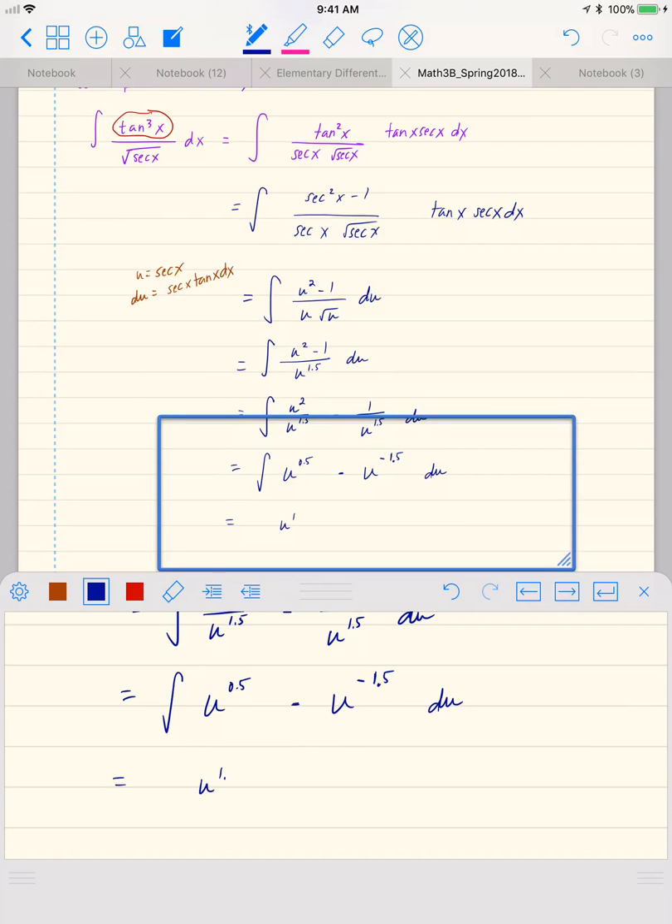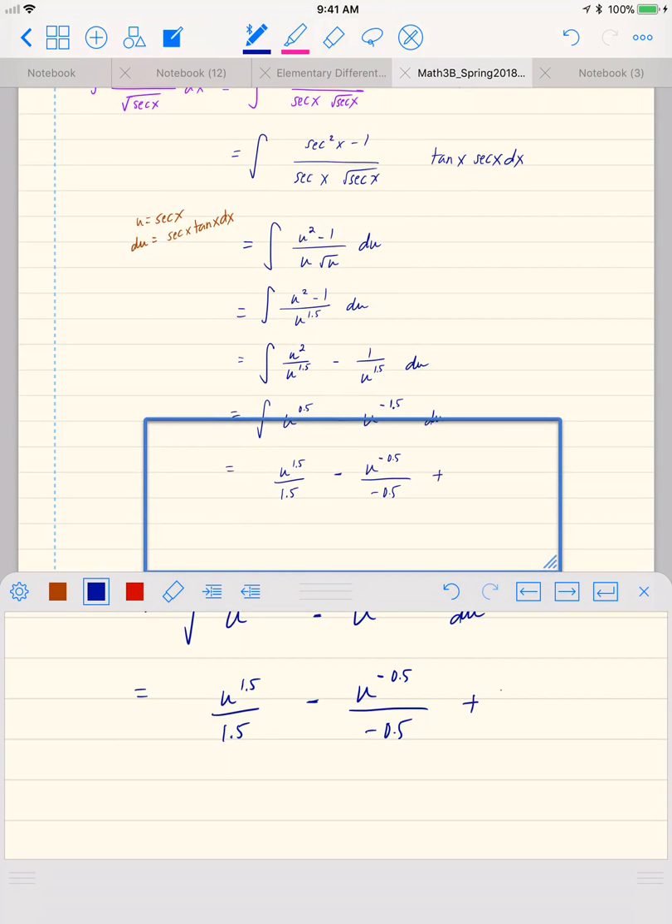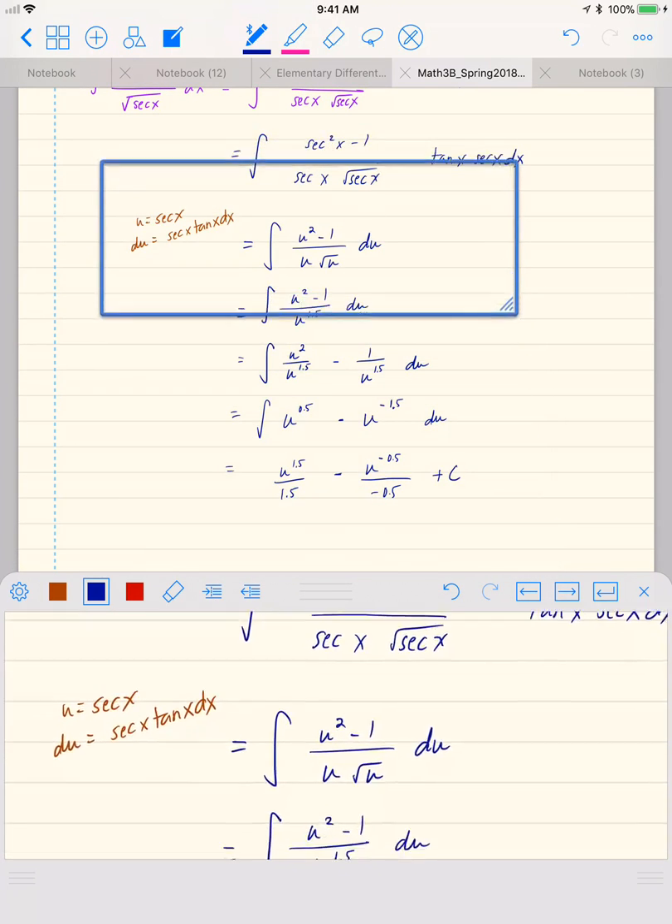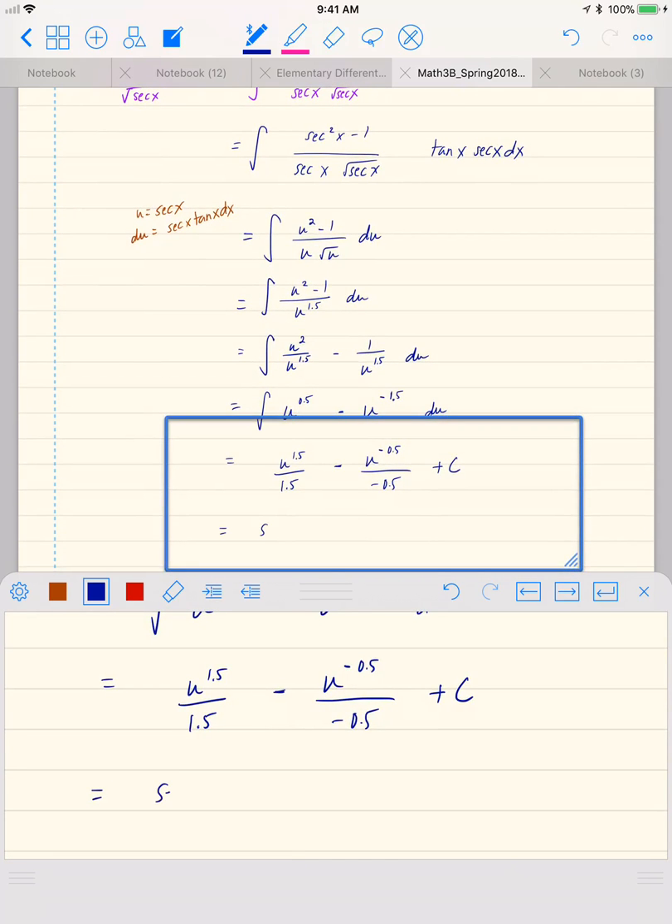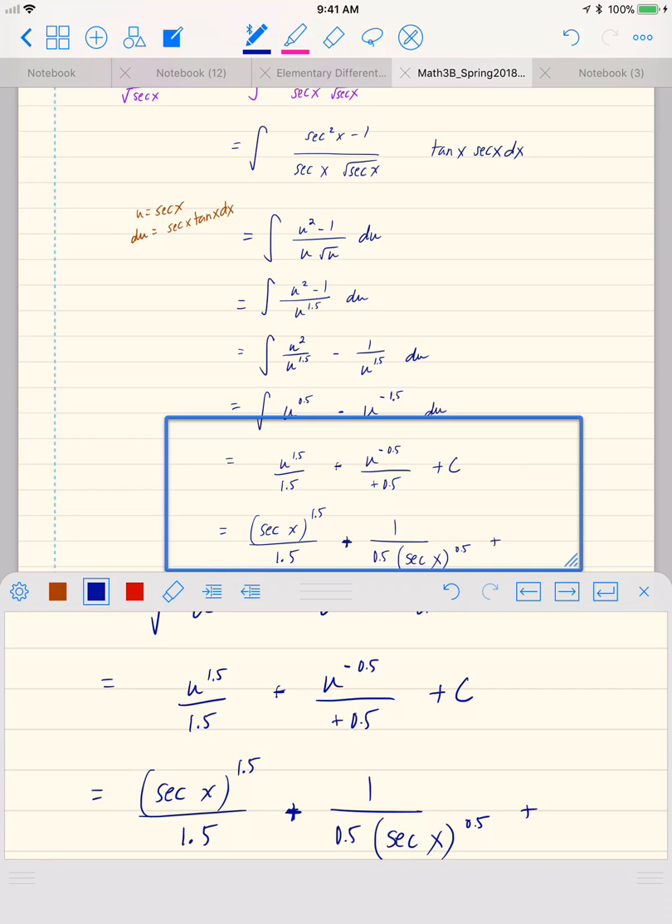I will have u to the 1.5 over 1.5, and then minus u to the negative 0.5 over negative 0.5. Okay, and I guess we could put plus c. Remember, u is actually secant x, so we'll rewrite this as secant x to the power of 1.5 over 1.5 minus, the minus and the negative should cancel each other out. So we'll actually have plus, and then 1 over secant x to the 0.5 over 0.5 plus c.